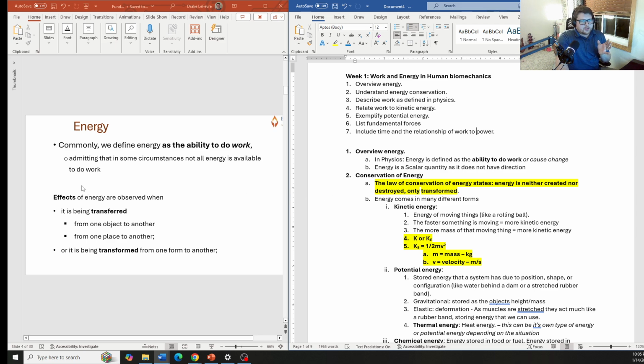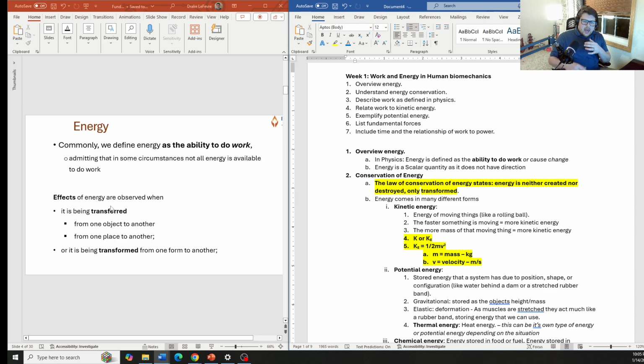Along those same lines, energy is really unique in the sense that once we have energy, energy never goes away. There is a set amount of energy in the universe, and we can neither create nor destroy energy. We can only transform it.